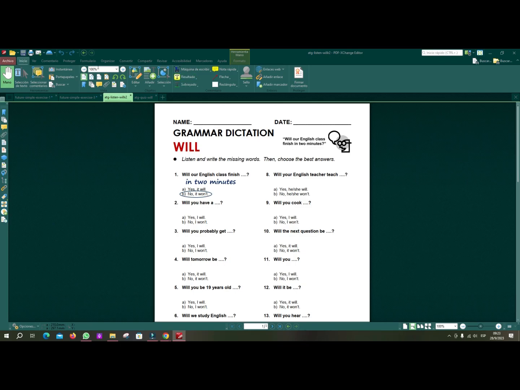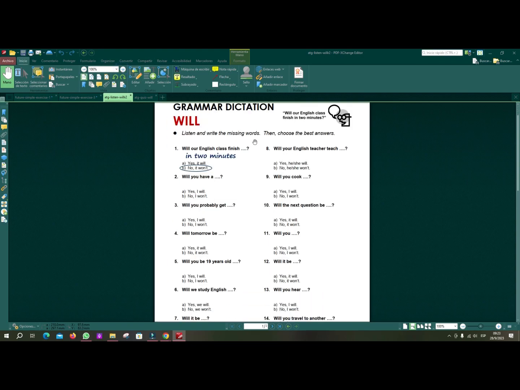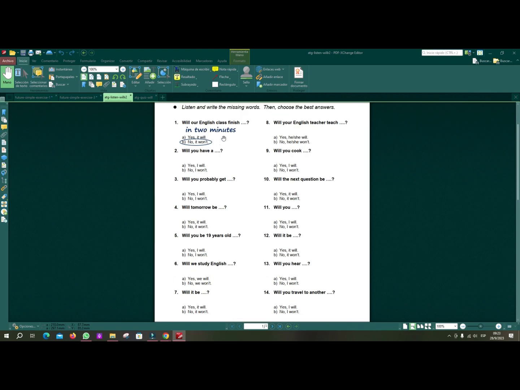Listen and write the missing words. I will dictate some, I guess the ending of the sentence, okay? So you're going to write that, and also you're going to answer yes or no. It depends on your opinion, right?